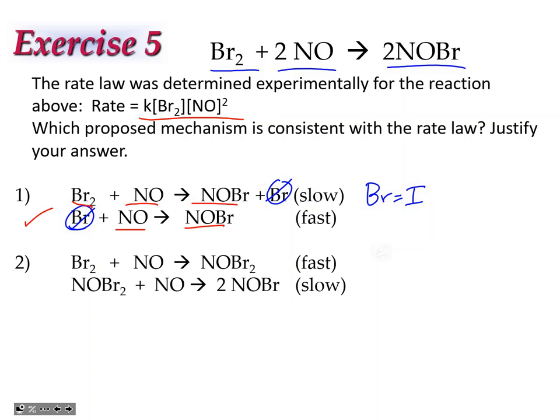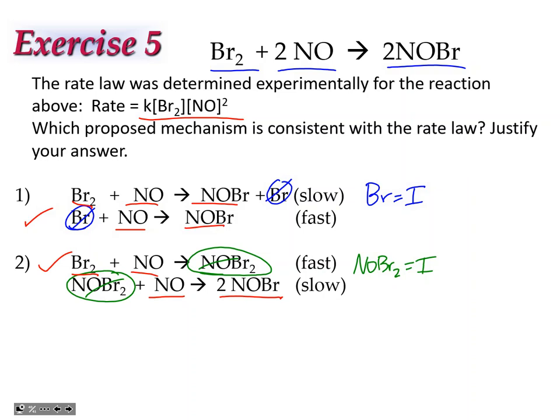Looks like here we have NOBr2 and NOBr2 here. So those are going to end up being the intermediate for this one. And let's check, we've got Br2 of those, and 2 of those. So check, this one also works for the balanced equation. Both of them meet that requirement.